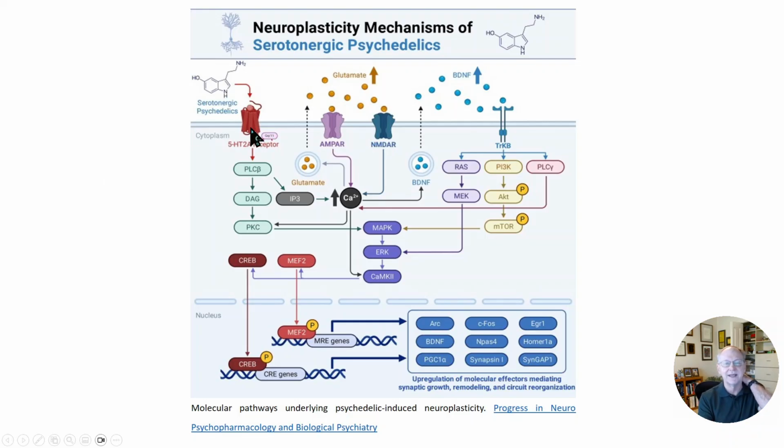Basically, if you give your psychedelics, you are going to activate your IP3, get your calcium going. Over here, we will get your BDNF going, activating the TRKs, and there's our mTOR, and it just fills in the blanks for you. When it gets in here, we get all these cool things going that, as they say, upregulate molecular effectors mediating synaptic growth, remodeling, and circuit reorganization.